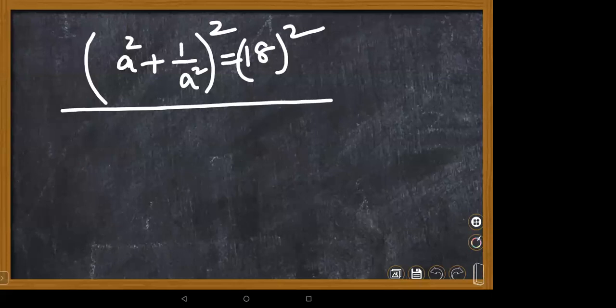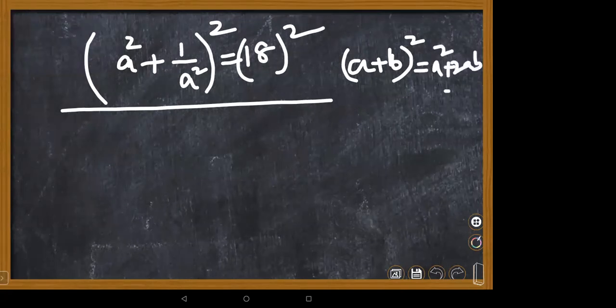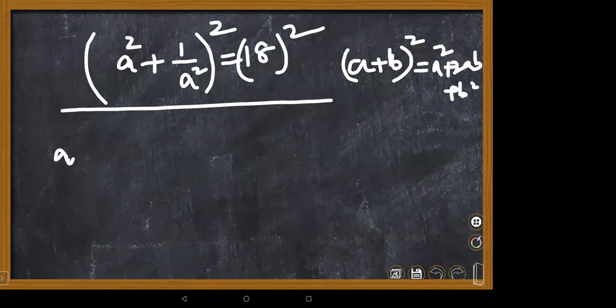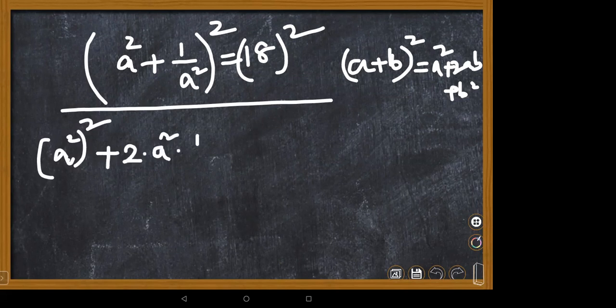Now, which identity can you use over here? A plus b whole square is nothing but a square plus 2ab plus b square. Here a square means a square whole square, plus 2ab means 2 into a square into 1 by a square, plus b square means 1 by a square, whole square.